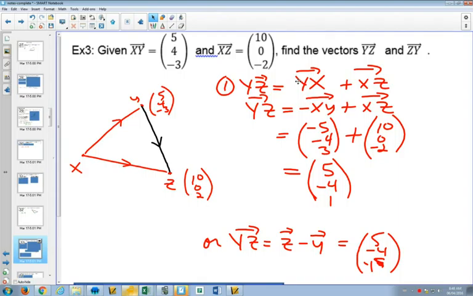So again, the picture is really helpful because it tells you what you need to do. Okay? Something also for adding vectors if you didn't want to draw the picture.